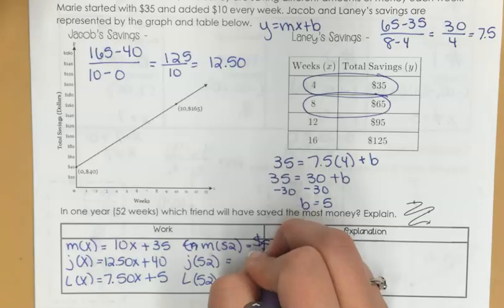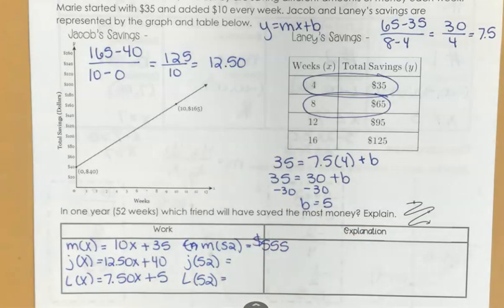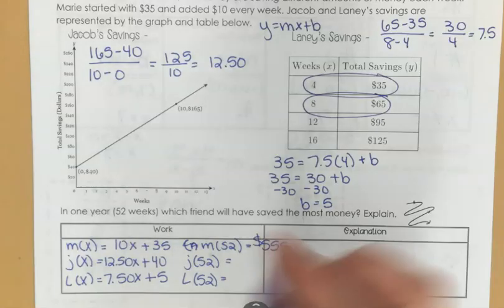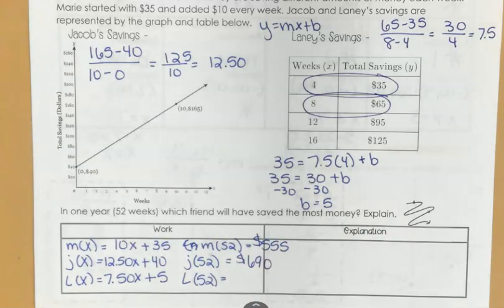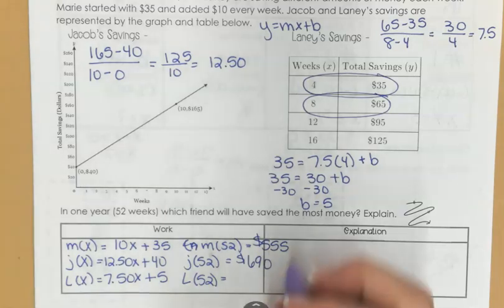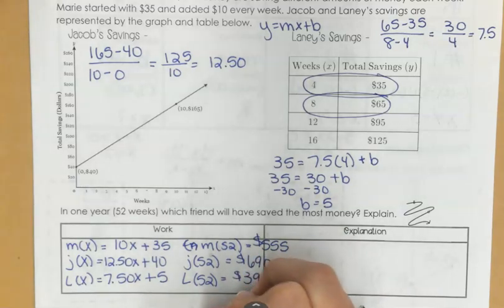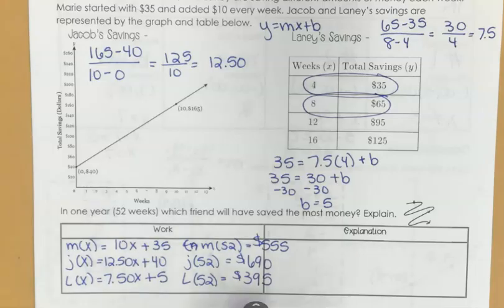So Marie will have $555. Jacob will have $690. And Lainey will have $395. So as predicted, Jacob is going to be the winner because of, as we stated, he's starting with the most and adding the most every week.